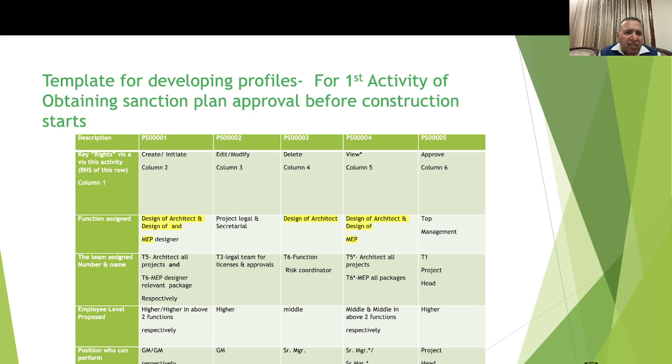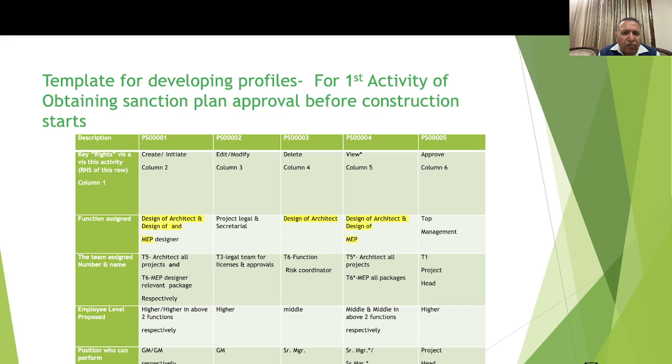The function assigned in this typical case of obtaining sanction plan approval before construction, in column 2, if you please see, I have given two: design of architect and design of MEP designers. Now, the edit can be done by the project legal and secretarial team from the legal perspective. Deletion, of course, is left with the design of architect, because normally these designers, the architects, submit these instead of both bodies, architect and MEP designer, submitting it.